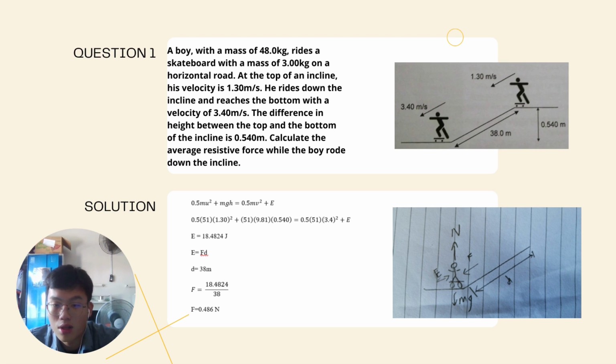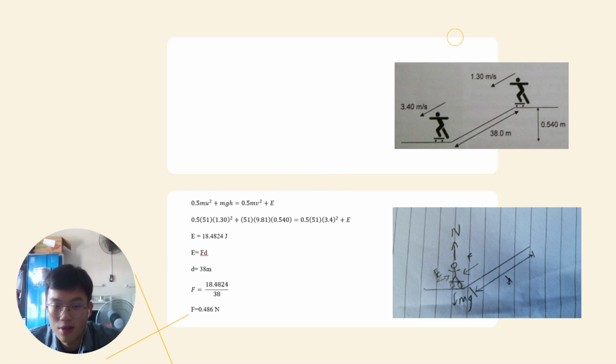18.4824 joule. Then we use the formula E equal to Fd. Then we can get d is equal to 38 meter. Then we use F equal to 18.4824 divided by 38, and the force will be 0.486 Newton.